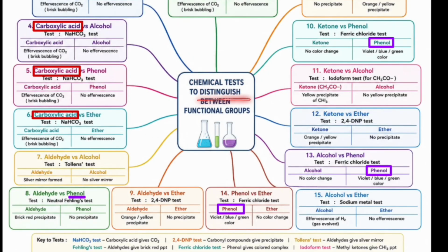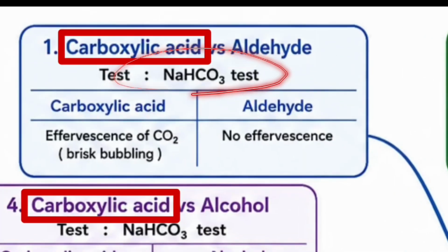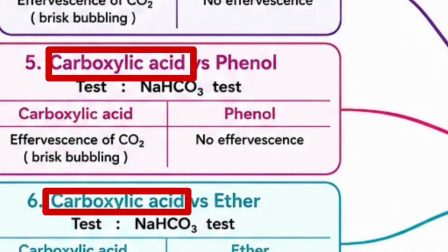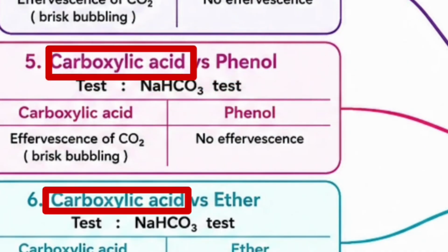So, chemical tests to distinguish between functional groups. You have carboxylic acid in all these cases here, as you can see. Carboxylic acid versus aldehyde, it's the sodium bicarbonate test. Carboxylic acid versus alcohol, again the sodium bicarbonate test. Carboxylic acid versus phenol, it's the sodium bicarbonate test.